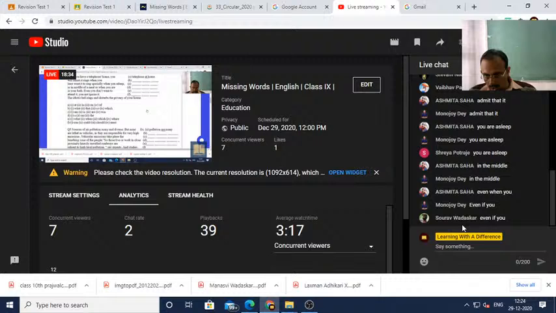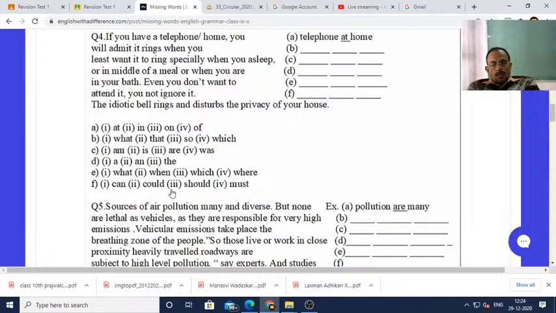Even if you, Asmita, when you. Okay, so let's find out. Even when you don't want to attend it, even if you don't want to attend it. So number E, it should be when. It should be when, because there is no if in the options. So it should be even when you don't want to attend it.